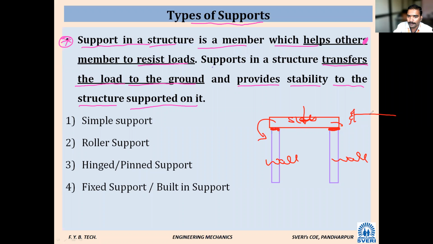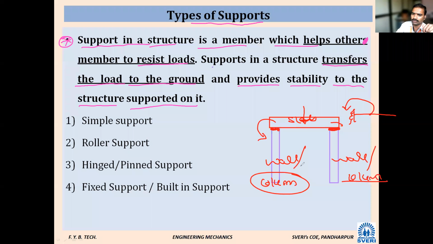This is a beam. The beam's load is transferred to the columns. We can take wall or column, both are correct. If it is an RCC structure, then it is a column. If it is a load bearing structure, then it is a wall. So the beam's load goes through the support to the columns.